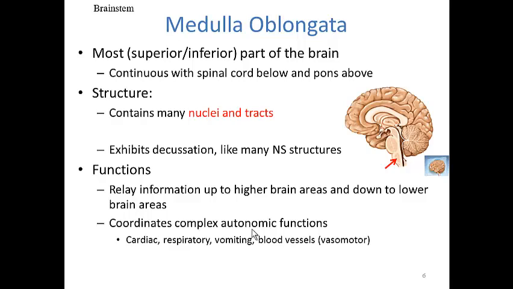Also, the medulla oblongata functions to coordinate many complex autonomic activities. It's a major autonomic control center, and that's where the nuclei come into play. So these groups of neuron cell bodies are doing things like maybe controlling heart rate, or controlling blood pressure, or controlling respiratory rate, or controlling vomiting.